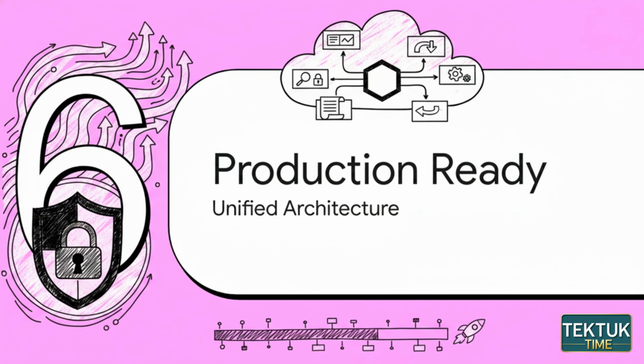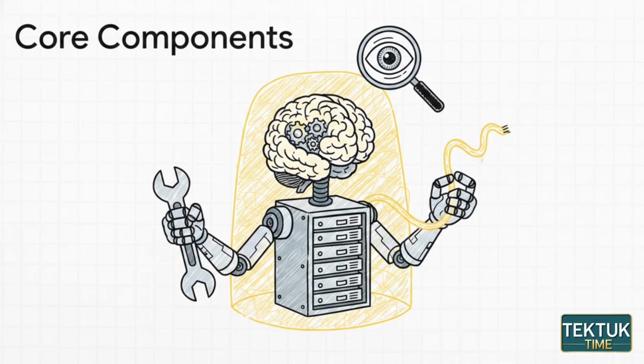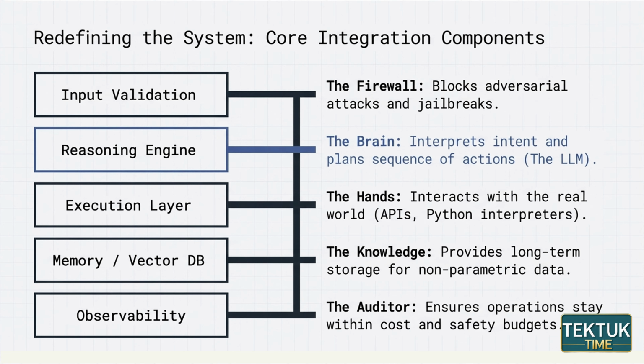Section 6. The Production-Ready Architecture. We've reached our capstone synthesis. We're going to bring all the disparate parts of our lecture, the security, the logging, the routing, the optimization, into one unified production-ready system architecture.